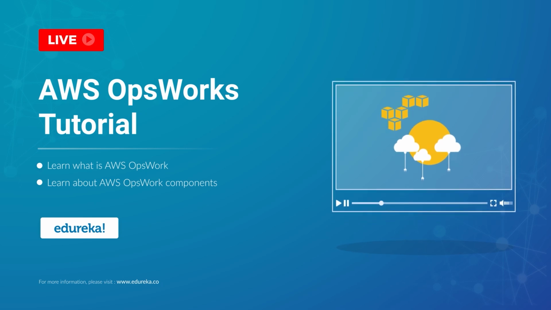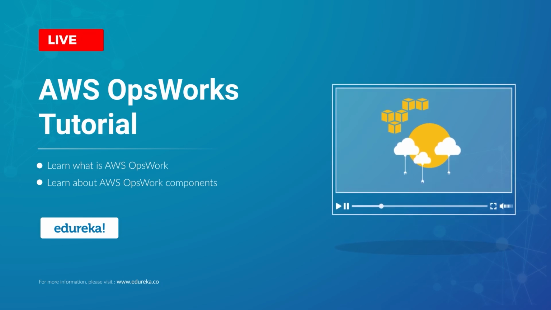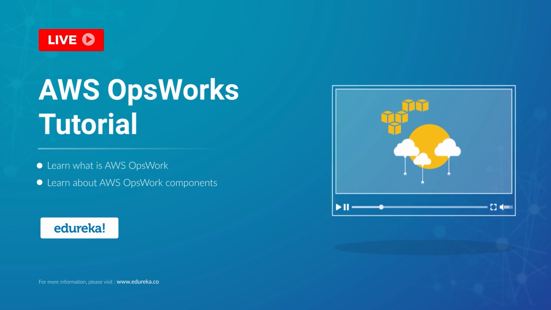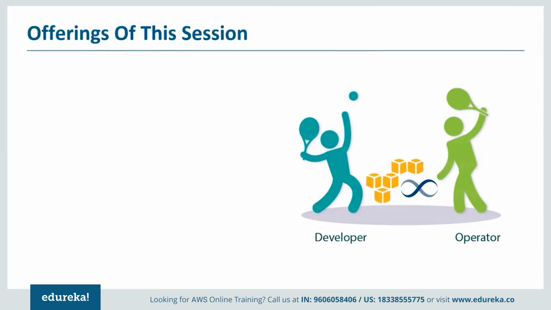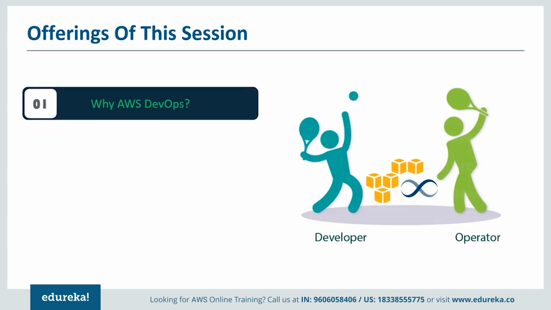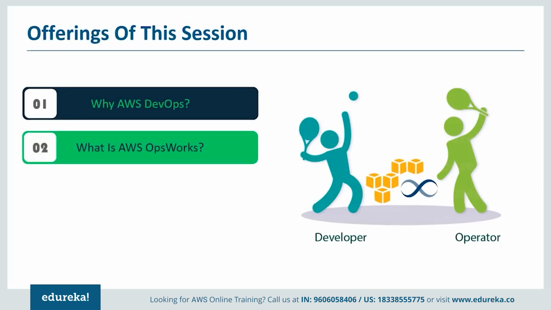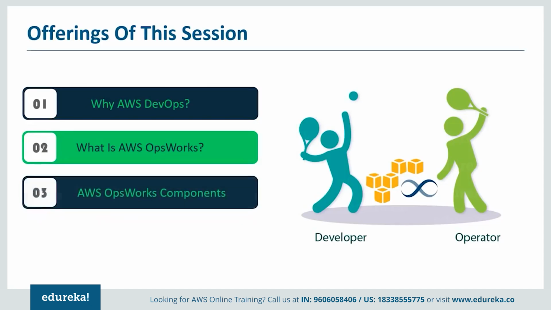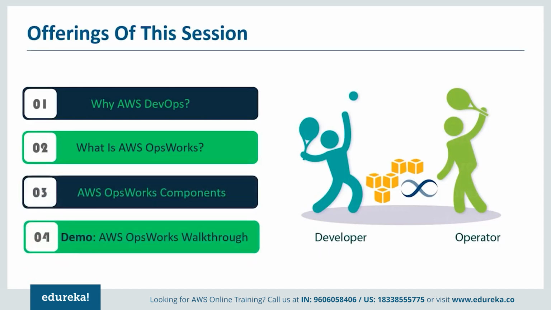In today's session, we would be talking about AWS OpsWorks. Before we get into the details of this particular topic, let us take a look at the offerings of this session. So I would start this session by talking about why the AWS DevOps approach is needed. Moving further, we would understand what is AWS OpsWorks and why it is needed. We would also talk about some of its components, and finally I would finish things off with the demo part where I would give you a walkthrough of this service, AWS OpsWorks. So I hope this agenda is clear to you guys. Let's not waste any time and quickly get started then.